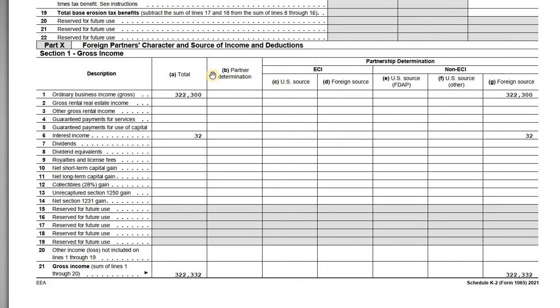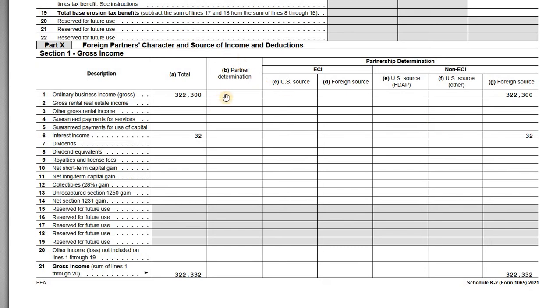Okay, so if we look at column A here to start, this is the totals of all the gross income and the gross expenses that are allocated to the partners. And then as we move from left to right, we recategorize or break out this section based on the source and whether or not it's going to be subject to tax.